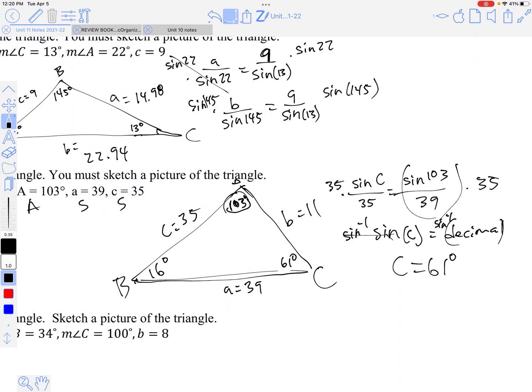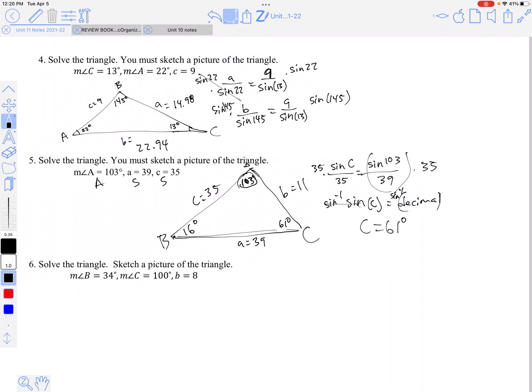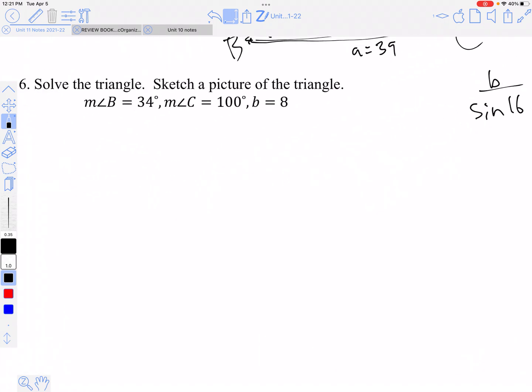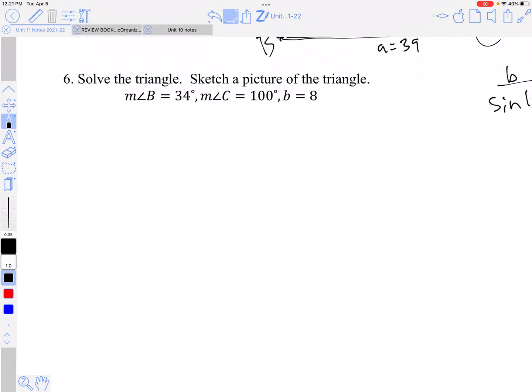Okay, then all I'm going to do is subtract those. 180 minus 103 minus 61, that leaves me with angle B, which is 16. And then I'm going to find little b by doing the calculations like this. That's 103. And then I'll just solve for b. All right, try triangle 6.